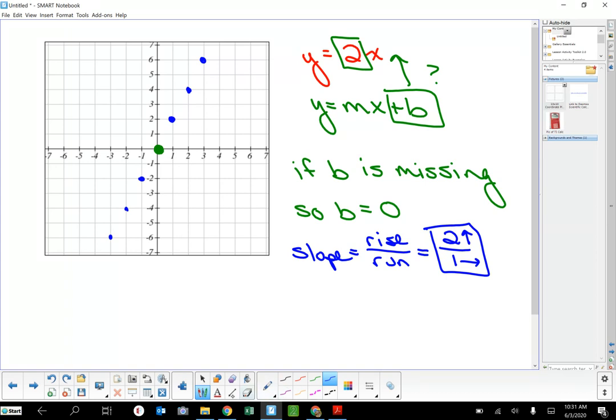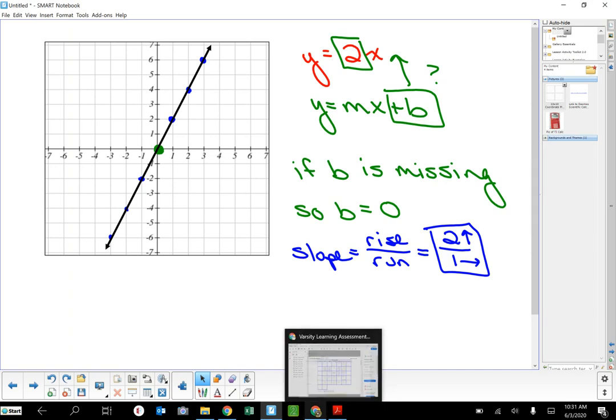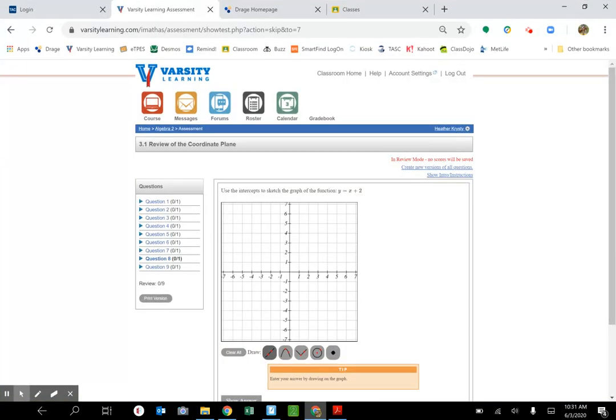Go as far as you can, and then draw your line in. And that line will always, if you've made all of these accurate points, go through all of those dots. Okay? All right. So that's 2.1. The only other thing, there's two things. We want to go to Varsity real quick and actually show you how to plot a line. So here, this says use the intercepts to sketch the graph.